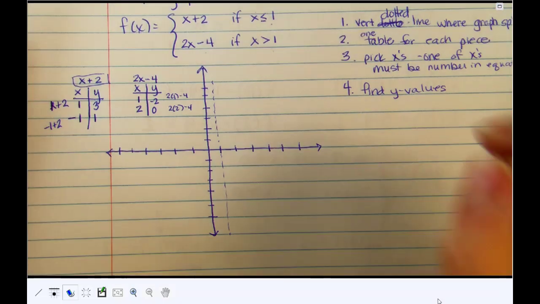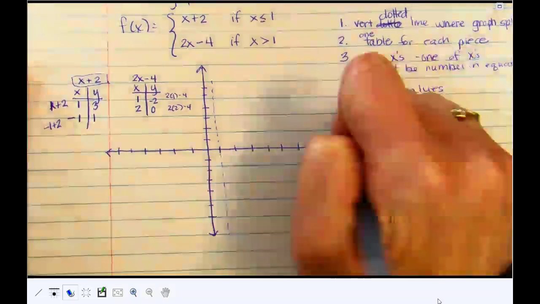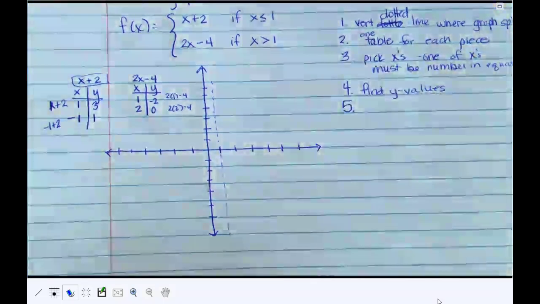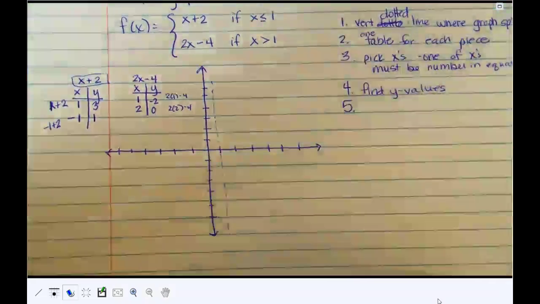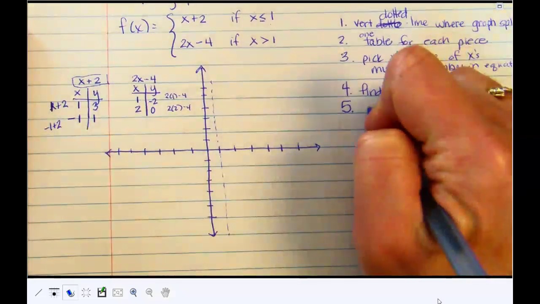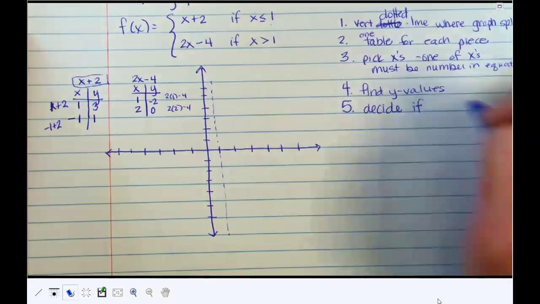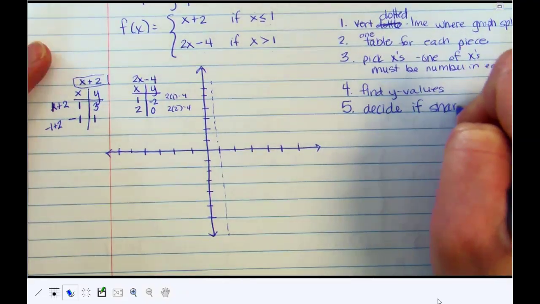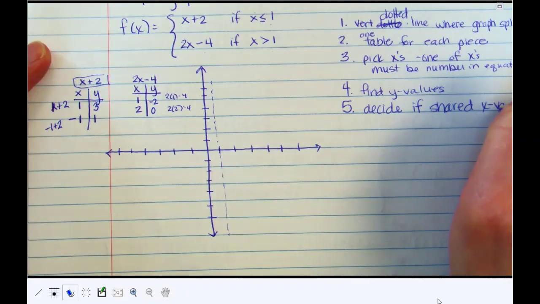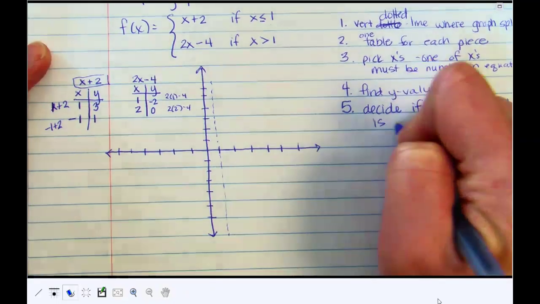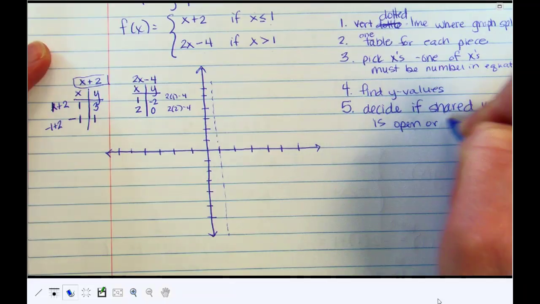Okay, getting there. So the next step, this takes us back to chapter 2 also. You need to decide if the shared x value, which I'll explain in a second, is open or closed circle.